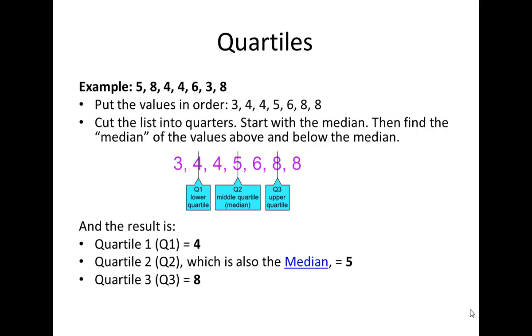Quartile 2, which is also the median, is 5. And quartile 3, also called the upper quartile, is 8, because 8 is the median of the set of numbers that appear above the median of the whole set.